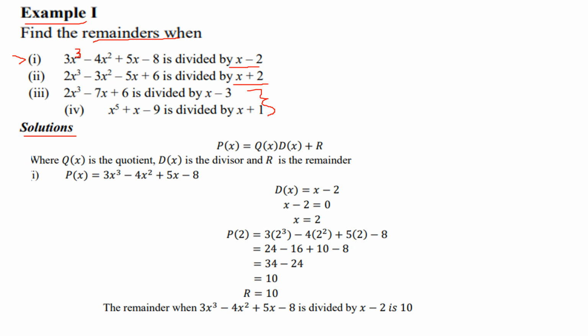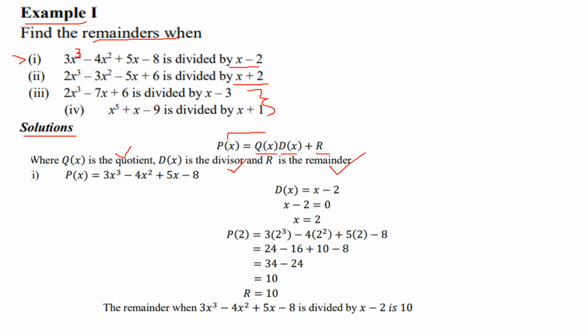Looking at the solutions, this is the general formula: polynomial of x is given by the quotient of that very function multiplied by the divisor, and then we add on our remainder. So we are saying that q(x) is called the quotient, d(x) is always going to be called the divisor, and r is going to be called the remainder.